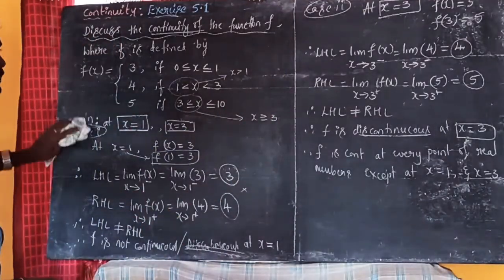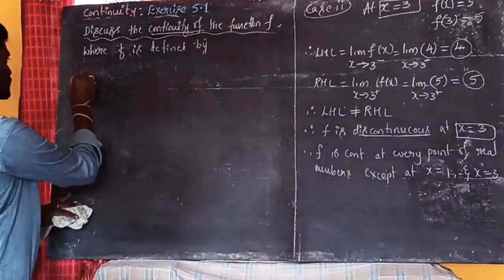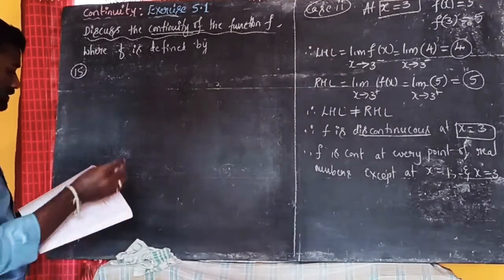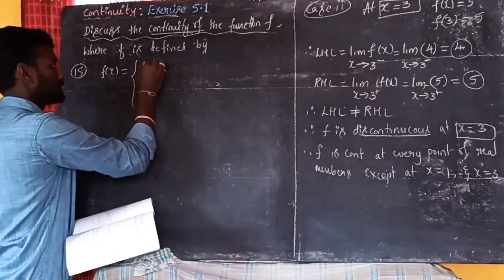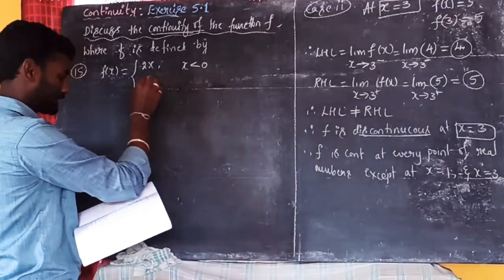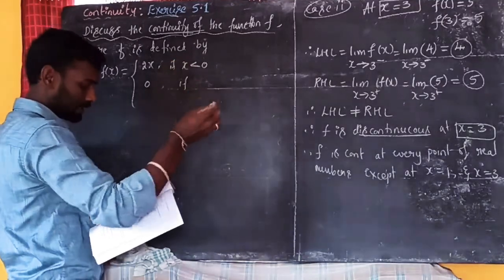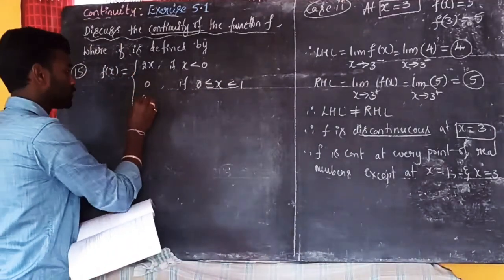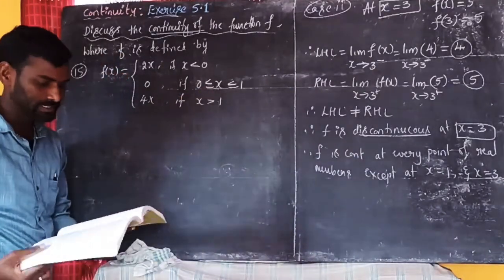Here, question number 15. Discuss the continuity of the function f where f is defined by f of x is equal to 2x, if x is less than 0. Next, f of x is equal to 0, if 0 is less than or equal to x less than or equal to 1. Next, f of x is equal to 4x, if x is greater than 1.